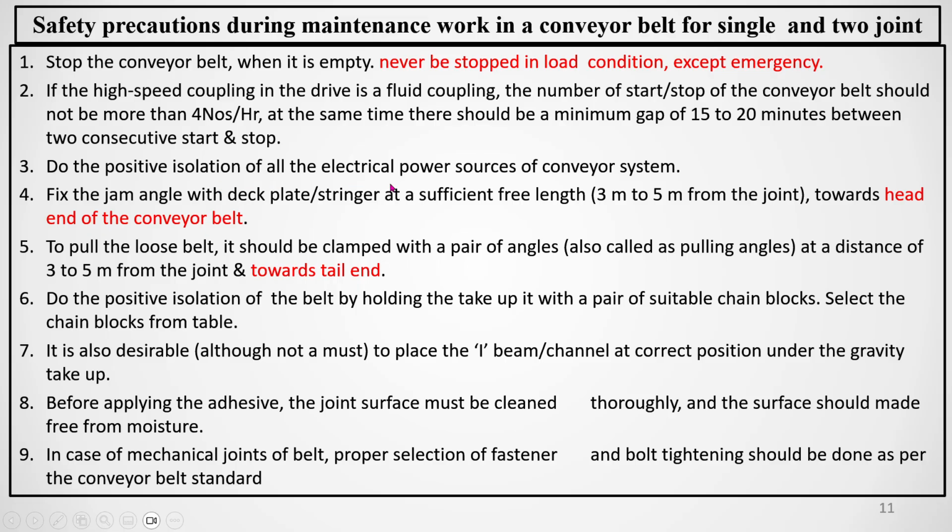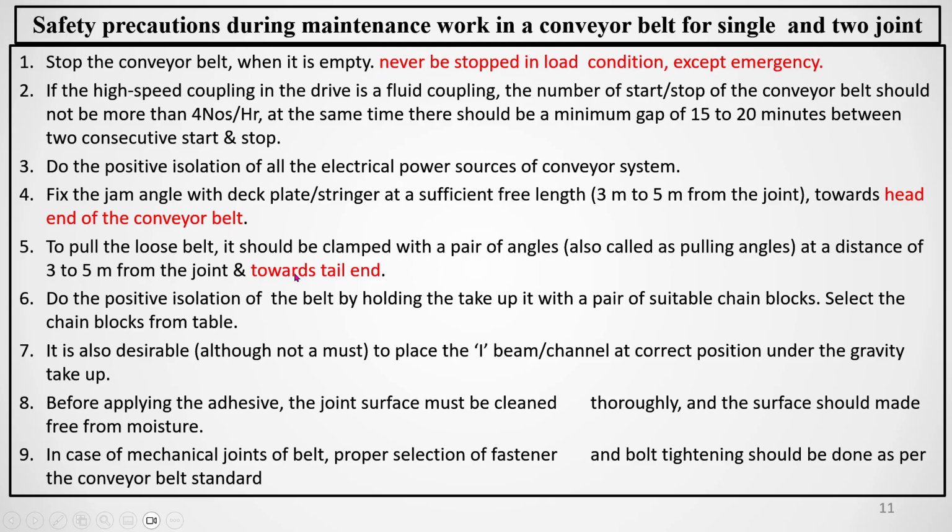Do the positive isolation of all electrical power sources and the conveyor system, all electrical systems in the motor, etc. These have to be isolated, and fix a jam angle with the deck plate or stringer at a sufficient distance, free length, 3 to 5 meters from the joint towards the head end of the conveyor belt, and then on the tail end also it is 3 to 5 meters from the joint towards the tail end. So two places we have to jam the belt.